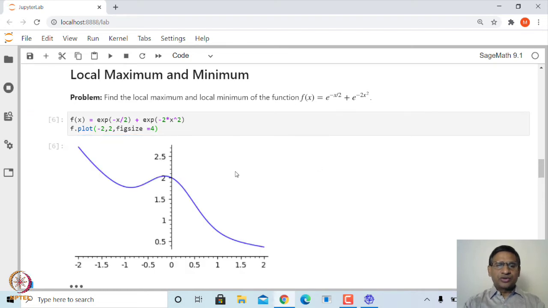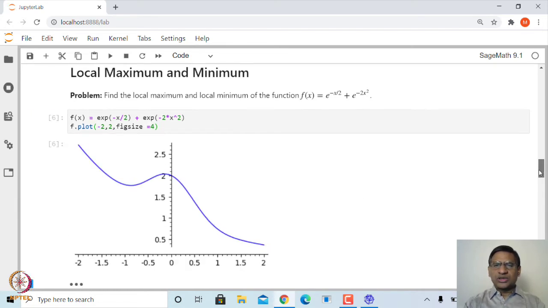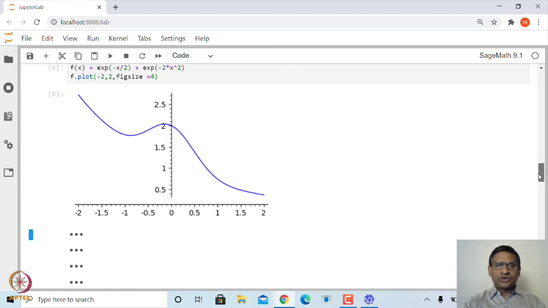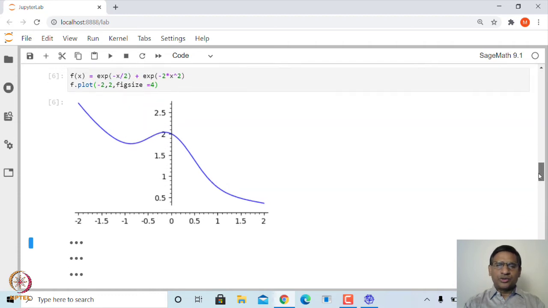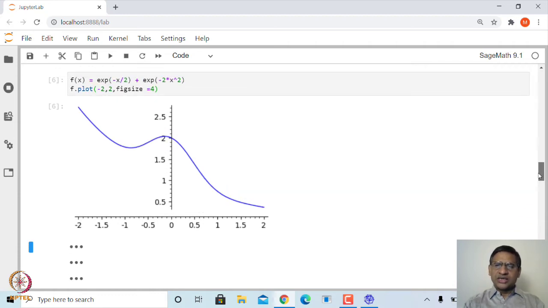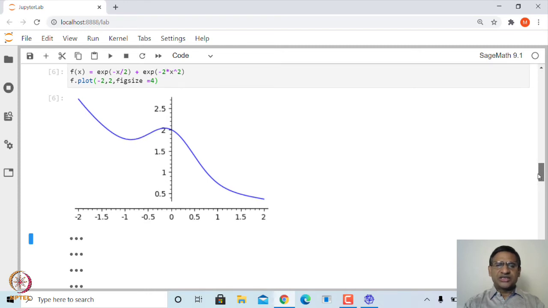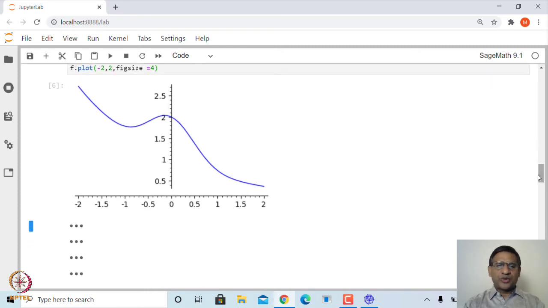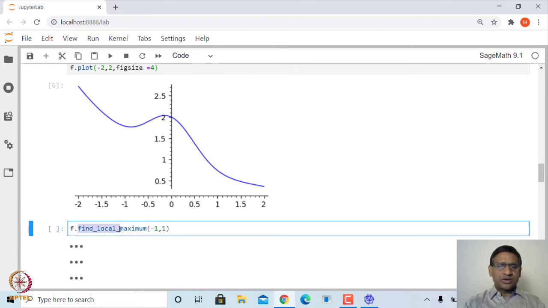In case we want to find local maximum and minimum, of course, you can find the derivative, equate it to 0, find those critical points, then find the second derivative and check whether it is positive or negative at that point. But let us use an inbuilt function first. Sage has an inbuilt function called find_local_maximum, and in this case we see that there is a local maximum between minus 1 and 1.